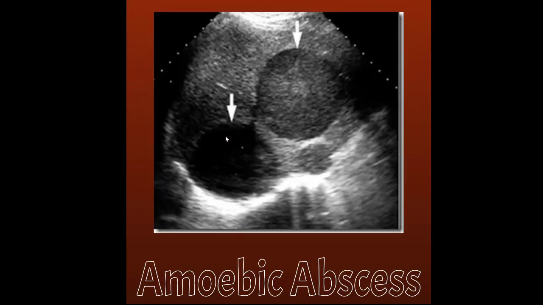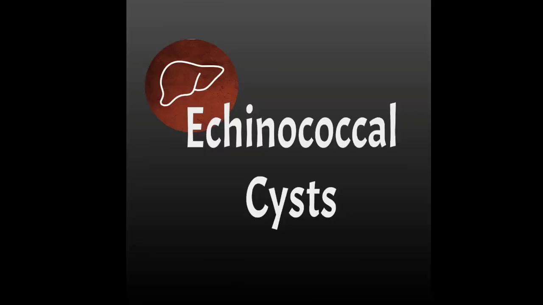A couple more examples of an amoebic abscess. This one is a little bit more fluid filled, but smooth walls all the way through on both of these. Most likely, most of these will need to be biopsied to determine the exact cause of the lesion. Our next infectious disease then is the echinococcal cyst.